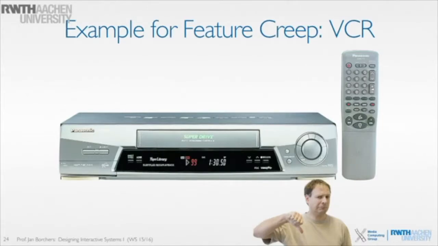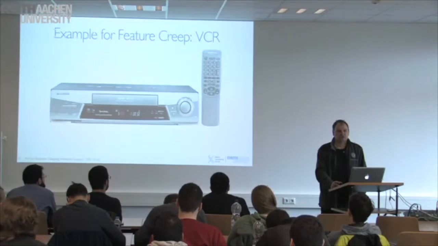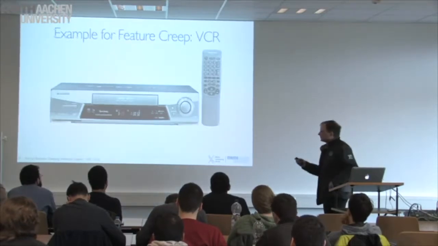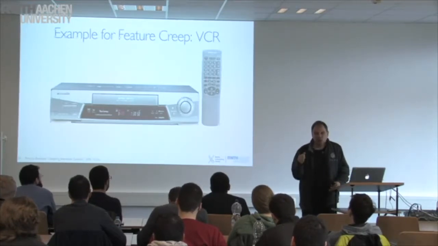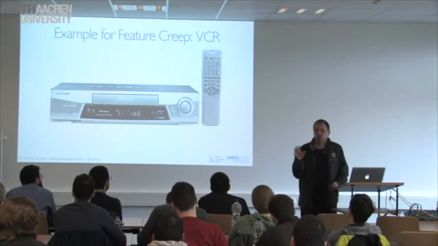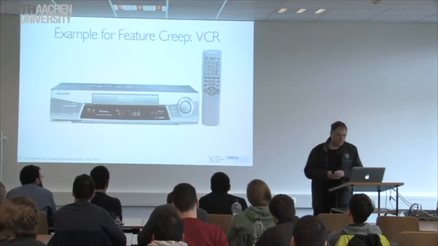This is an example for feature creep. I like to talk about video recorders because they're really a sad little bunch. I mean, I'm really sorry for the VCR. The VCR used to be this awesome thing, right? It was this box that you pressed a button, and then it would record what was on TV. And for your parents, this was really a cool thing to have, right, when it came out.